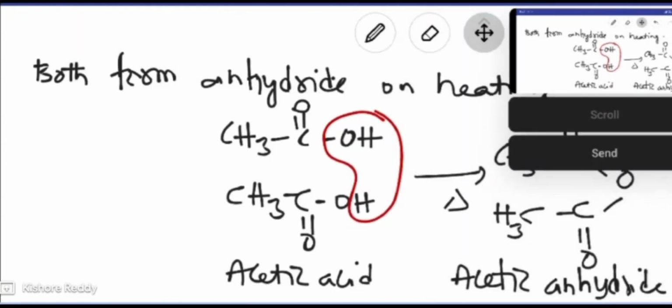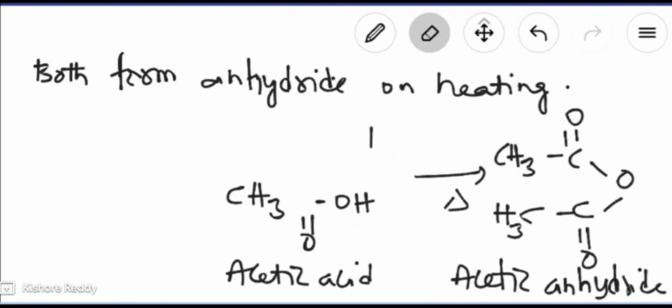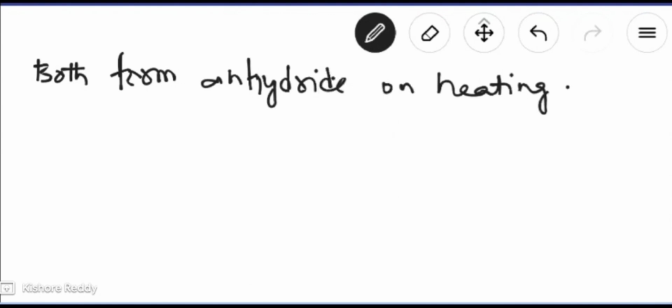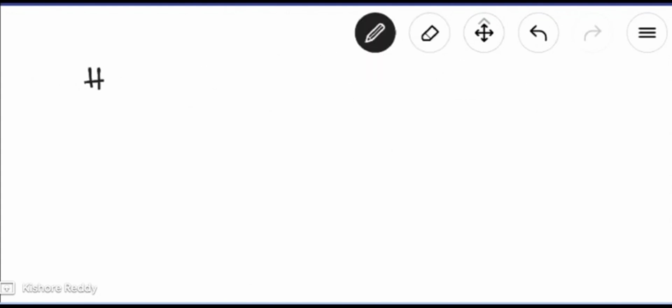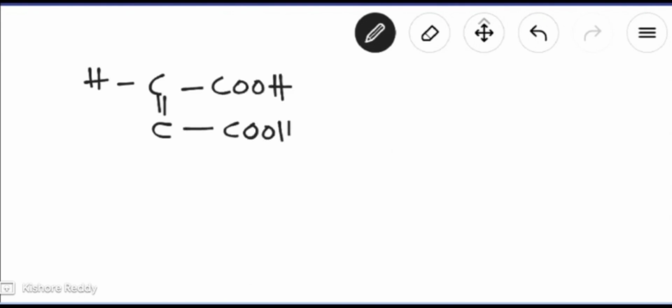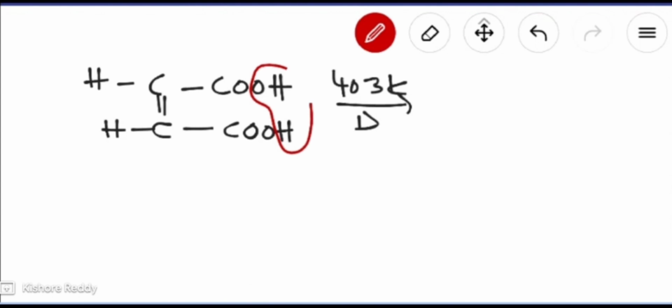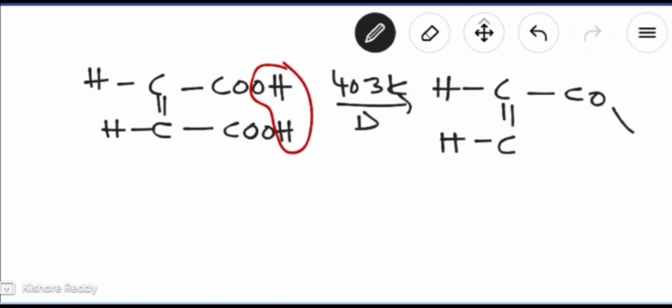Yes. Now the same thing, instead of acetic acid, take maleic acid as well as fumaric acid. They both form anhydride. But let us see how the condition will change. Number one, if you take maleic acid like this, on heating at around 403 Kelvin, just as we wrote now, a water molecule is removed like this. So maleic anhydride will be written like this.